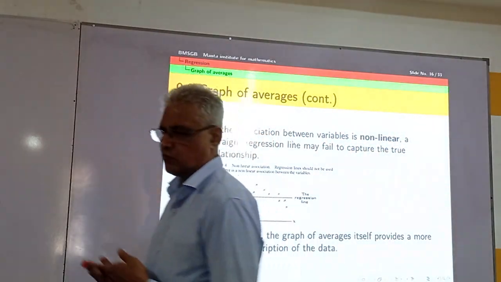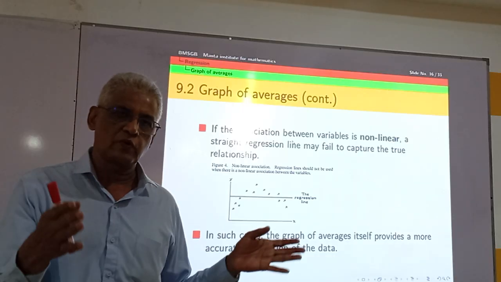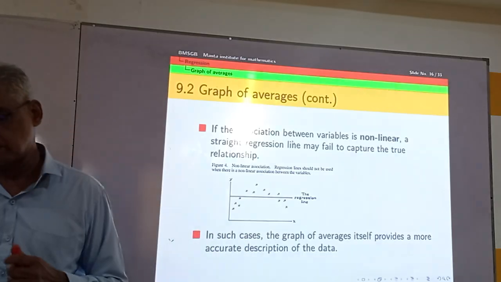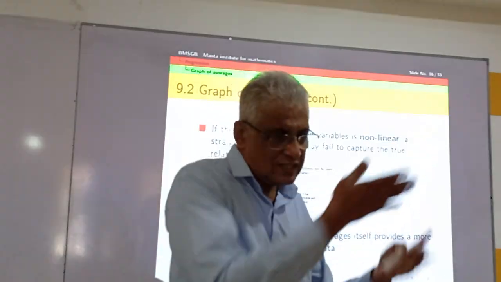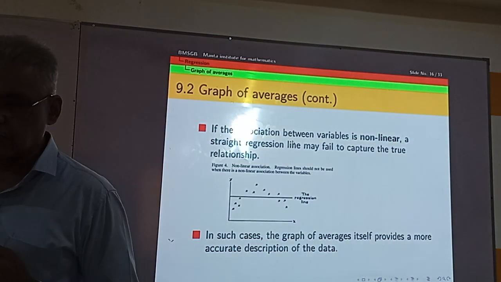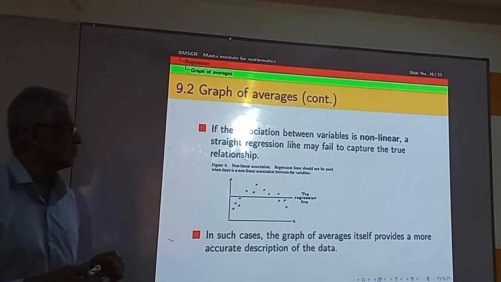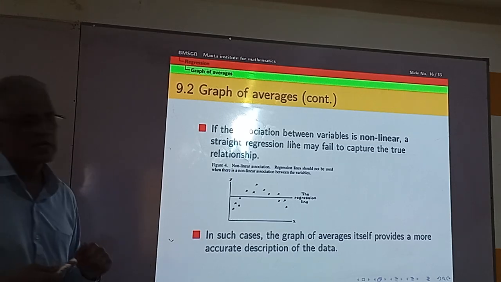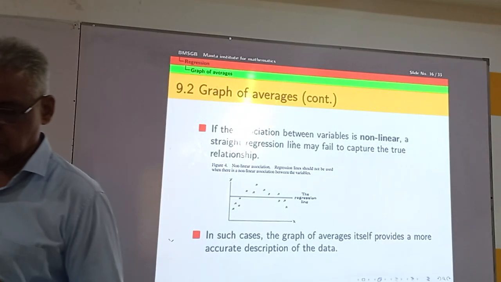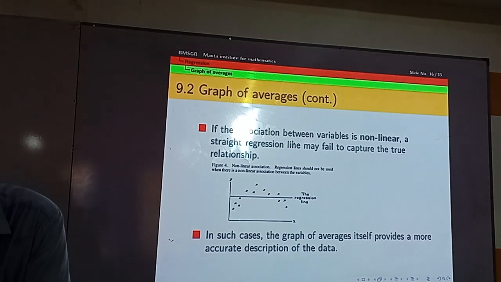transform these variables. Instead of y, they may look at some other form, like log y, y to the power, or y square, and instead of x, they may consider some other transformation. Then the relationship might be a straight line, and you may be able to consider linear regression. But the general idea is, if the association seems to be non-linear, then a straight line model is not suitable to predict. So a graph will show you whether a straight line model is suitable or not.